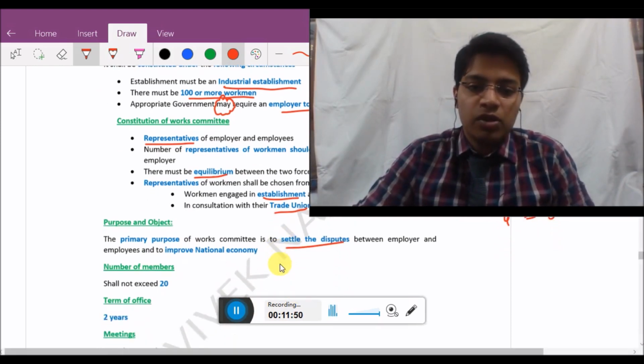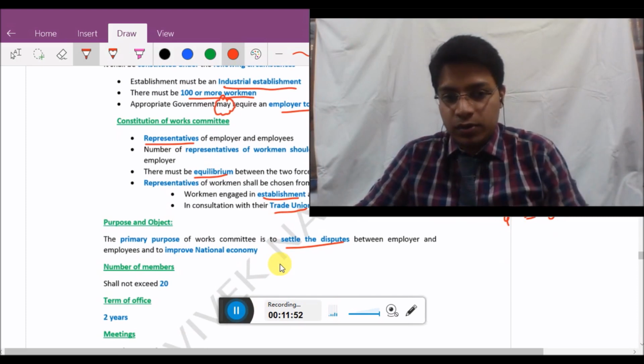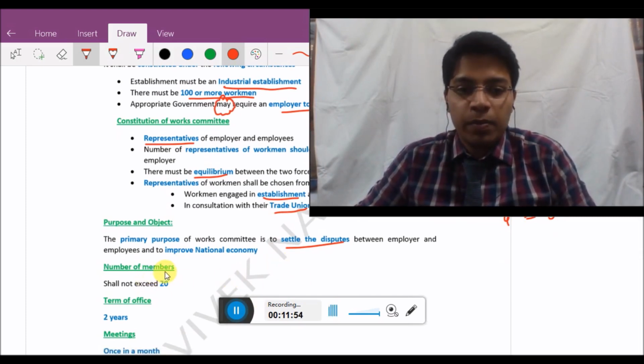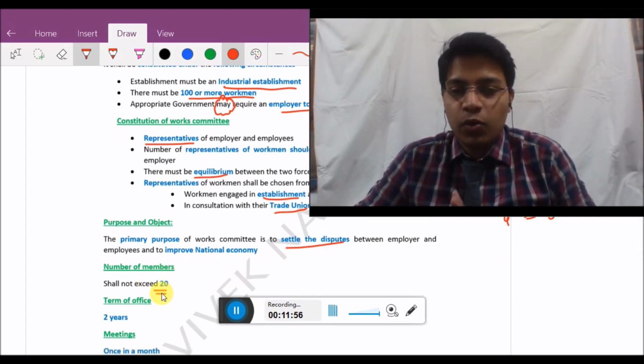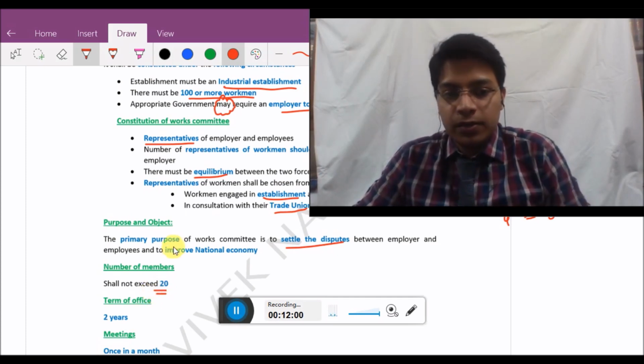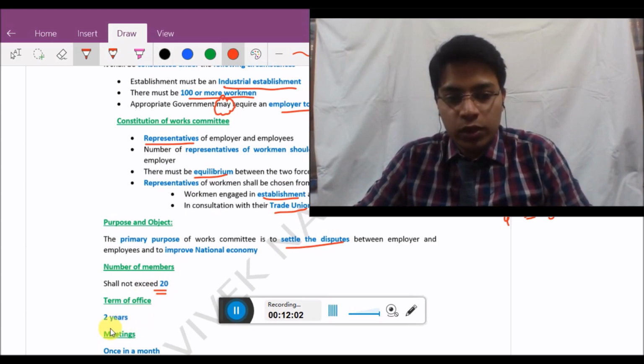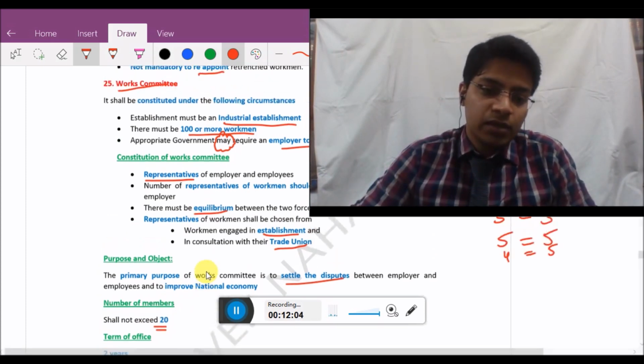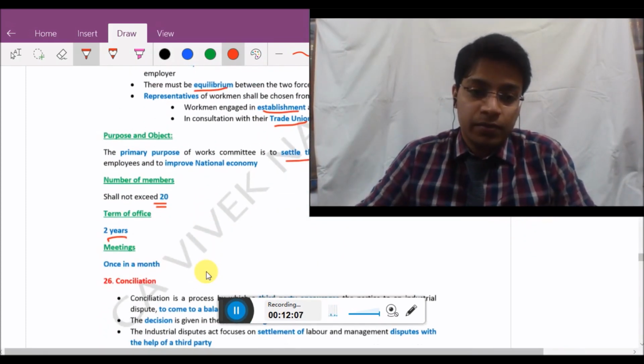What is the primary purpose of the works committee? To settle the disputes. The number of members of the works committee should not exceed 20. So the maximum number of representatives of both the parties should be 20. Term of office is 2 years. Meetings: at least once a month they should meet.